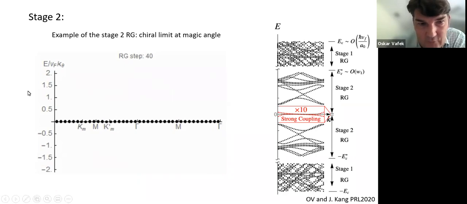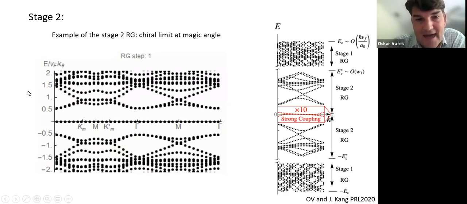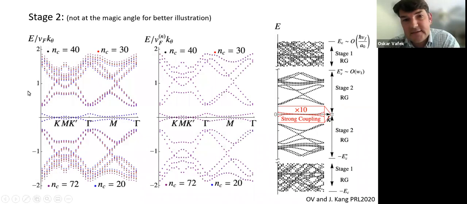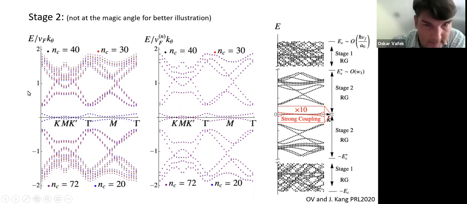This is what we will try to analyze next. But before we do that, we need to make sure that the scale at which we stop the stage one RG is essentially independent of our choice, as long as stage one RG is under control. So nobody tells me that I should stop at, let's say, 2W1 versus 10W1. As long as stage one is still under control, I can stop earlier or later, and the result cannot depend on that. Now, we demonstrate this in this plot. The picture on the left shows, this is not at the magic angle, just for better illustration.